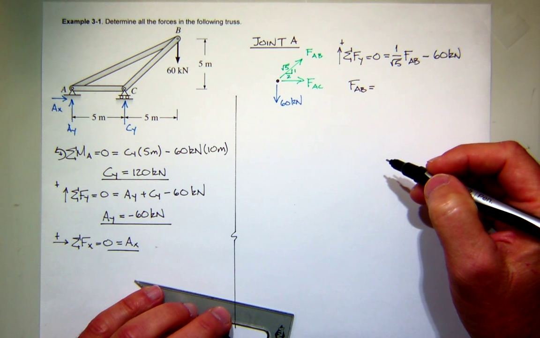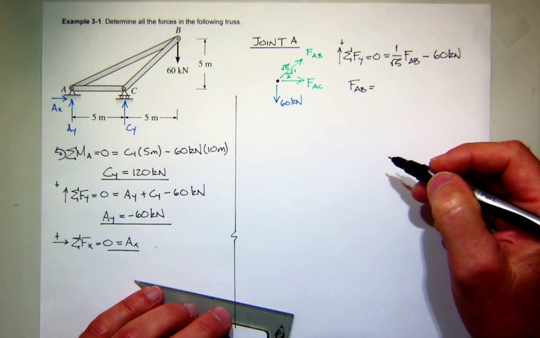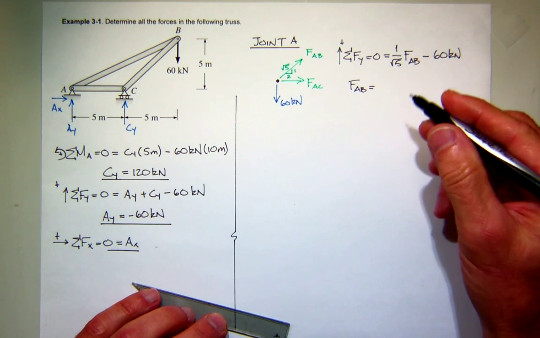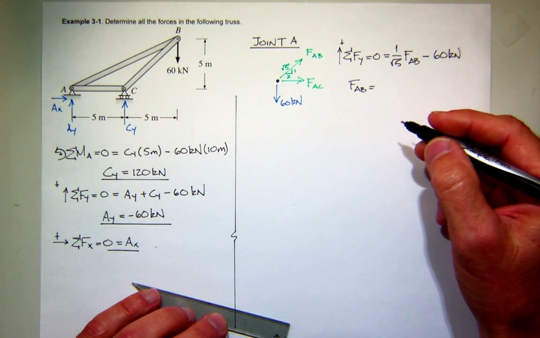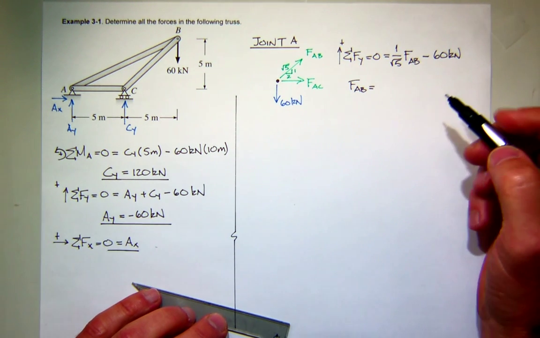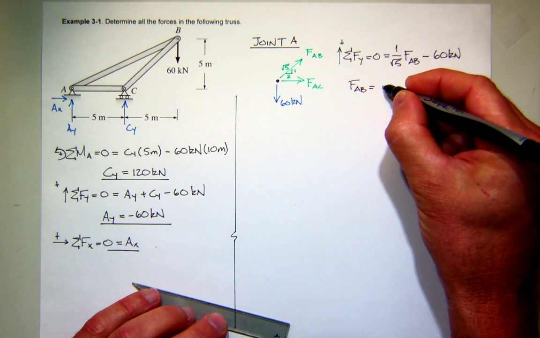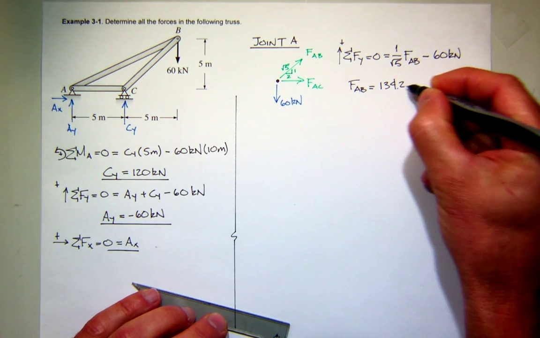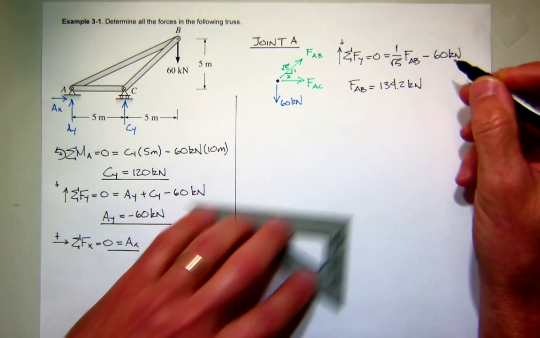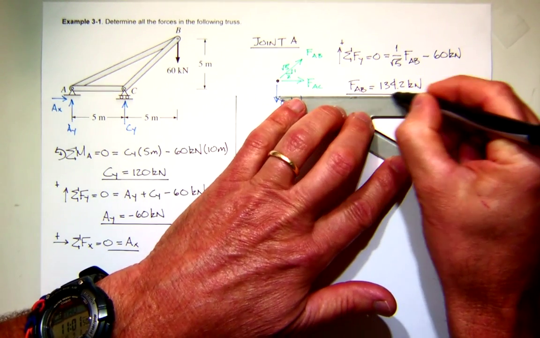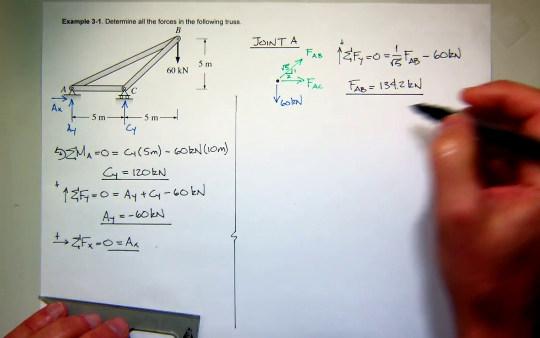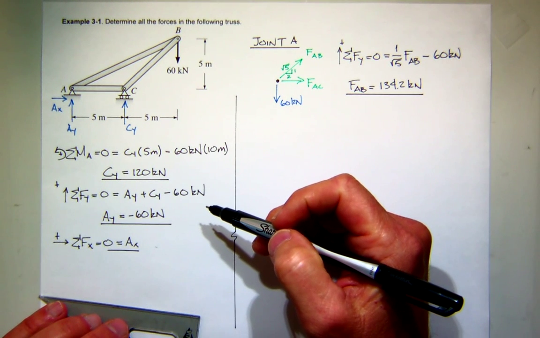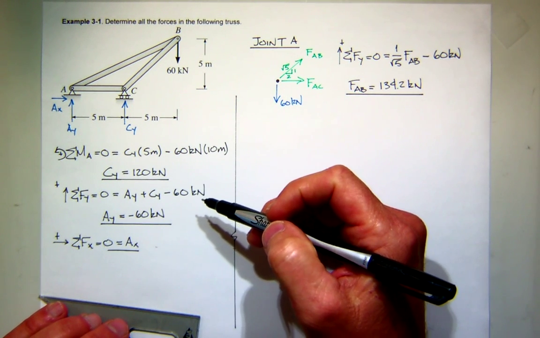This is the point in the program where you get your calculator out and you calculate this. 134.2. Anybody else get that? 60 times square root of 5? Yes. 134.2, and that would be in kilonewtons. And we got a positive value. Positive means tension. Does it make sense that AB is in tension? I think so.